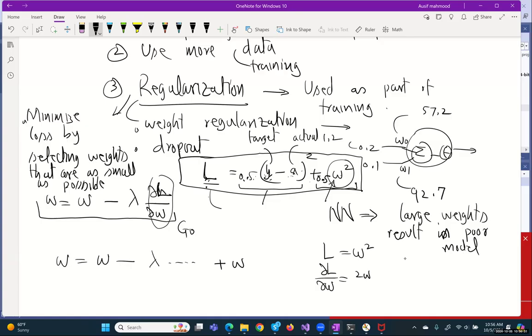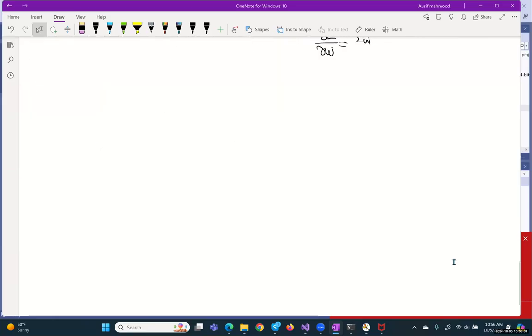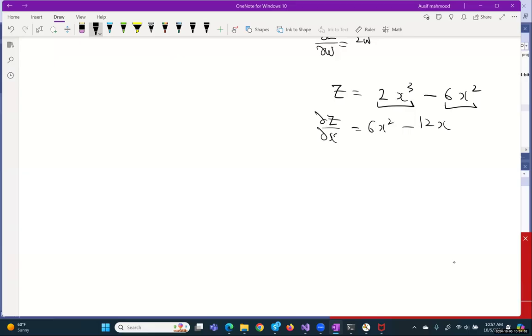See, in math, if I gave you, for example, let's say I gave you z equal to 2x cubed minus 6x squared, right? So if I asked you partial z over partial x, won't you take the derivative of this term, then the derivative of this term, and just add the two? So what will this be? 6x squared minus 12x, correct?